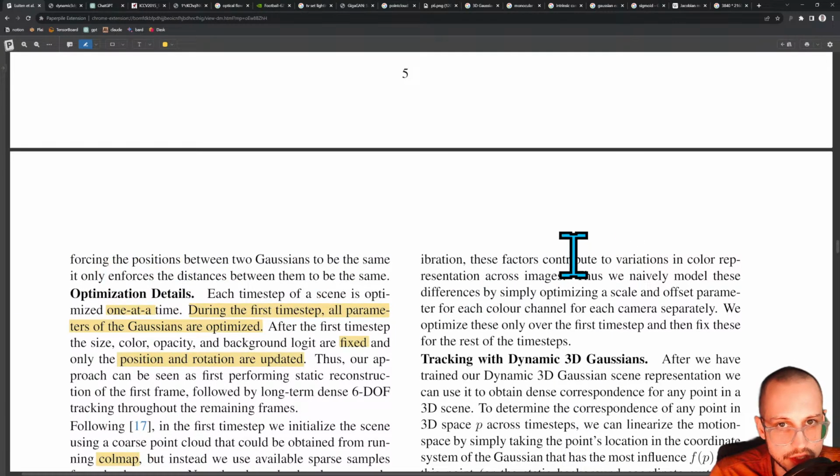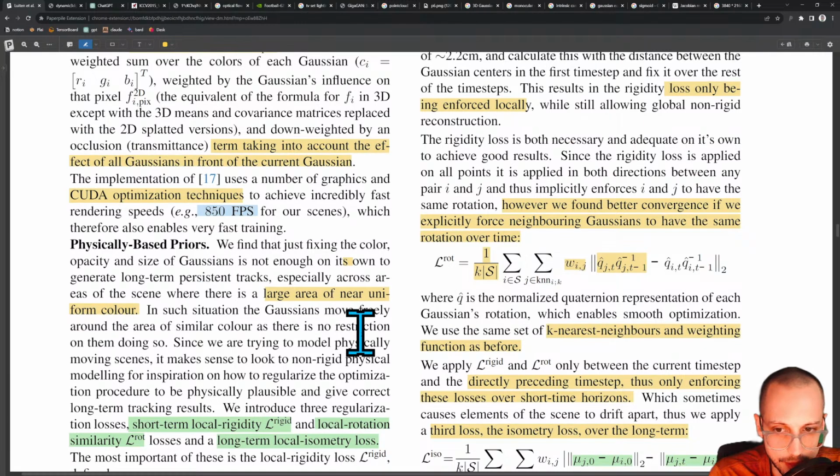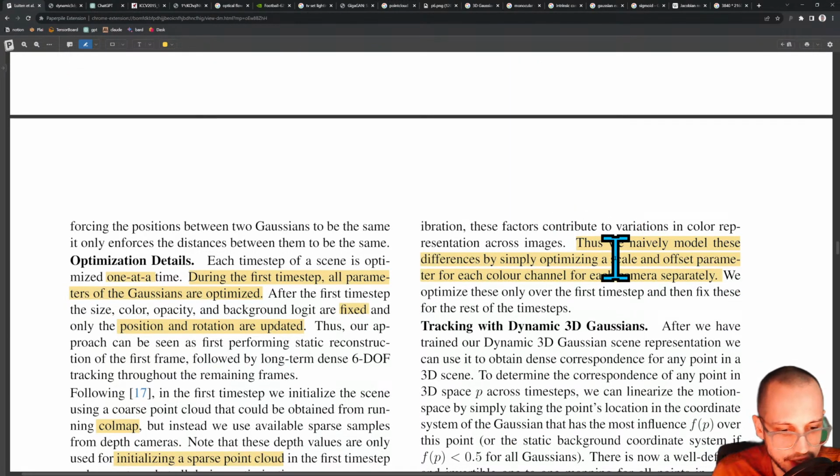these factors contribute to variations in color representations. Thus, we naively model these differences by simply optimizing a scale and offset parameter for each color channel for each camera separately. So they don't want to have to constantly swap out these intrinsic camera matrices, right? What they're saying is that each camera has a little bit of distortion on the actual color. So for each camera, they're basically going to keep track of a little offset for the true color. And you can almost see this as like an EMA. It's a similar situation. We optimize these only for the first time step and then fix these for the rest of the time steps.